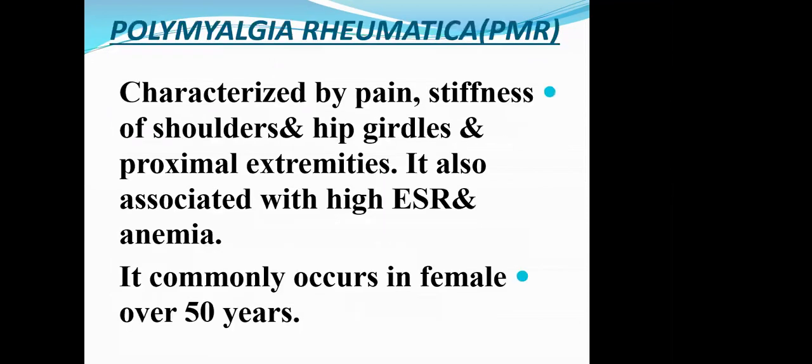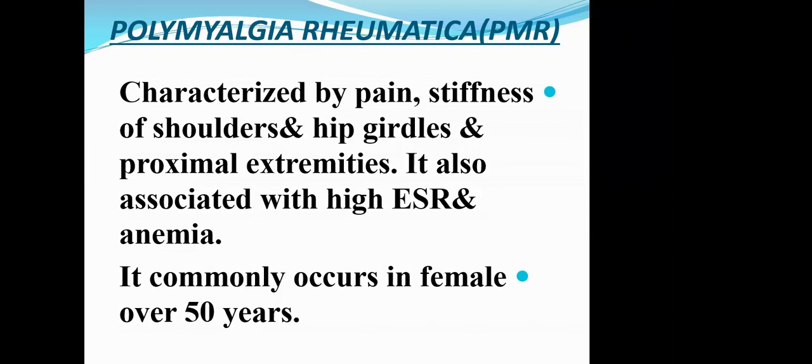Polymyalgia rheumatica is an entity which is sometimes confused or mixed with giant cell arteritis. It is characterized by pain and stiffness of the shoulders and hip girdles and proximal extremities. It's also associated with high ESR and anemia. If a female patient comes to you older than 50 years and ESR is above 50, and she says she has pain in my shoulders or my hip areas, okay, with pain not responding or poorly responding to analgesia.